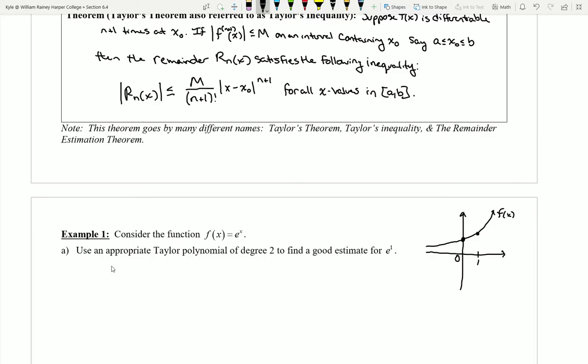So I'll start by saying the following. We will construct a Taylor polynomial centered at x naught being 0. That's where I'm going to choose to build the polynomial.